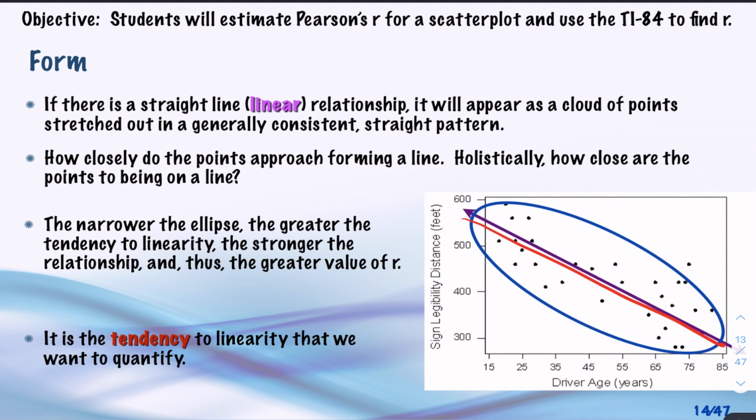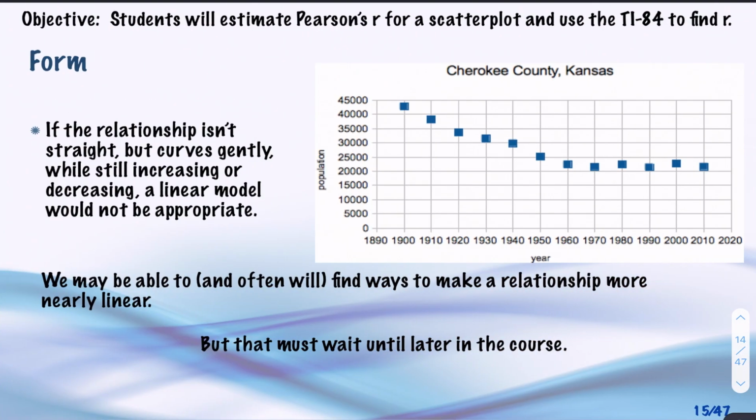Also, the stronger the relationship, and thus the greater the value of R. We'll talk about that in a second. So it is the tendency to linearity that we want to quantify. And that's where this idea of the correlation coefficient comes in. Now note, if we're looking at form, if the relationship isn't straight, but curves gently, while still increasing or decreasing, a linear model would not be appropriate.